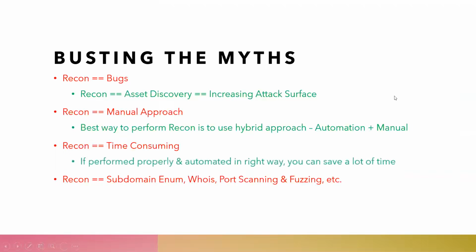People again say that recon is time consuming, but if you perform it properly and automate things in the right way, you can save a lot of time. You can create your own scripts to automate, say, subdomain enumeration, subdomain takeovers, some particular fuzzing and all. And at the same time, you can start performing manual GitHub Recon, manual Google Dorking, or if GitHub Recon is not in scope, you can directly jump into performing manual pen testing, right? So you are doing two things in parallel, saving a lot of time.